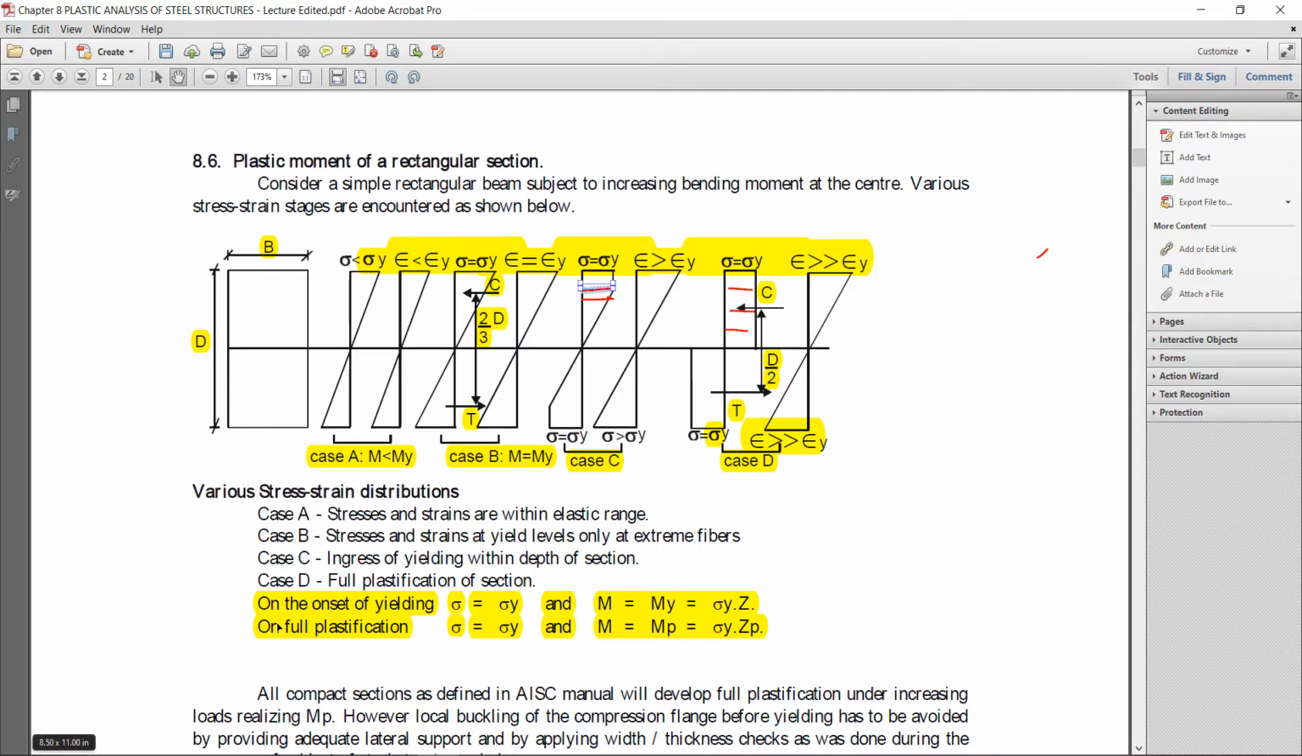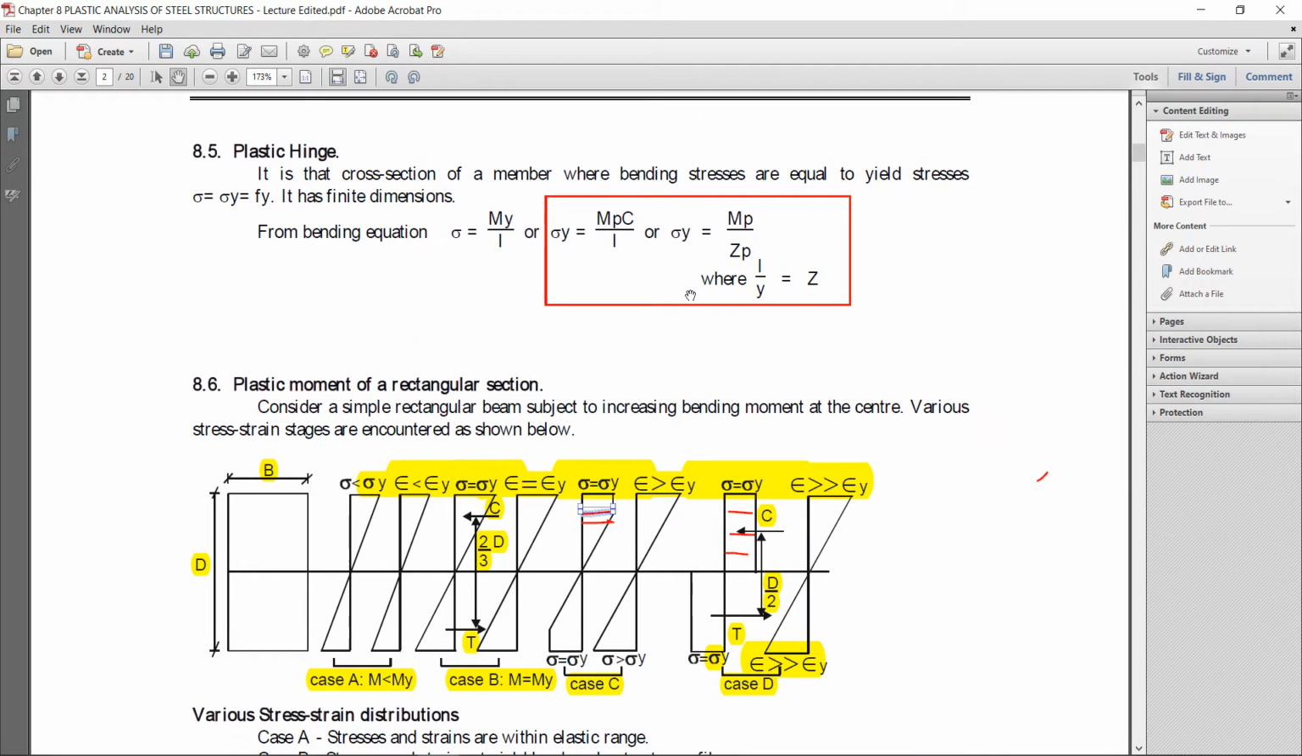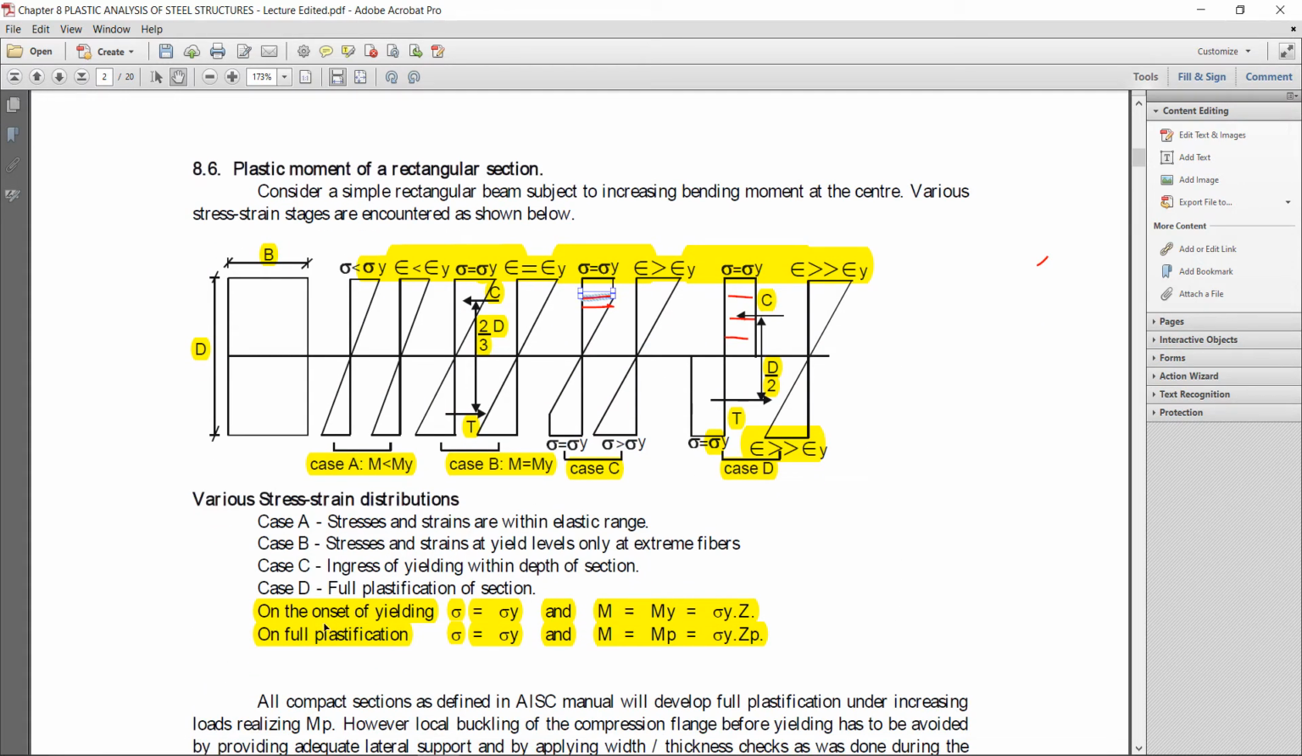Here there are two section moduli: the elastic section modulus and the plastic section modulus. I have already shown that. That is the same formula, just multiplied up and down. If you take the Z on the other side, that will be sigma into Z, that will equal M.